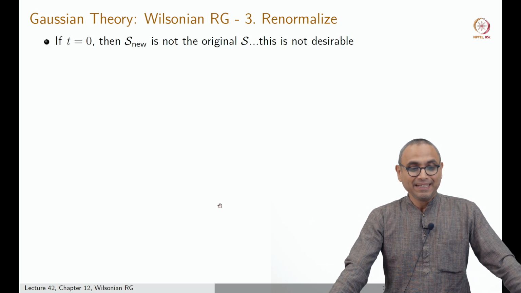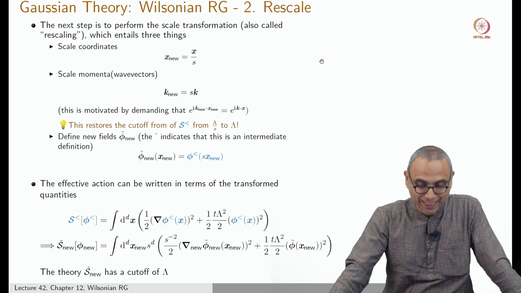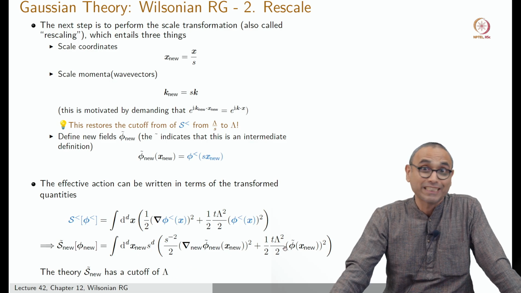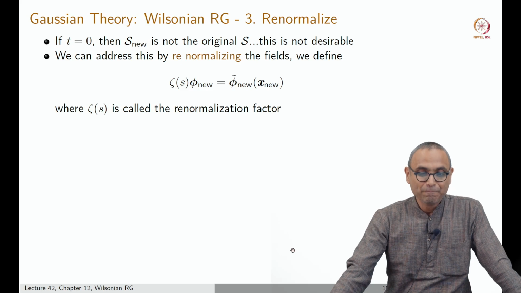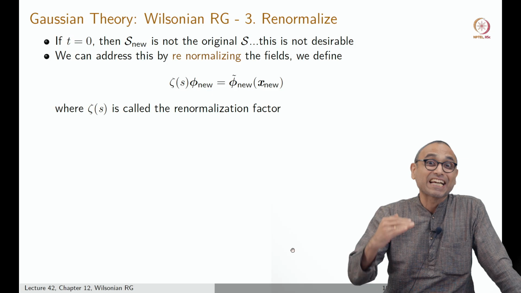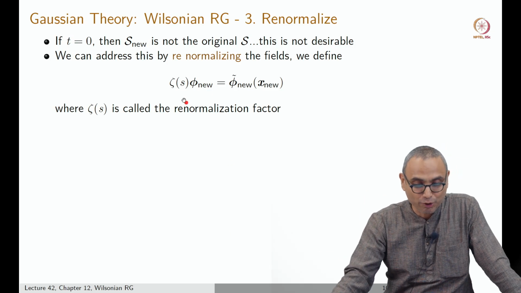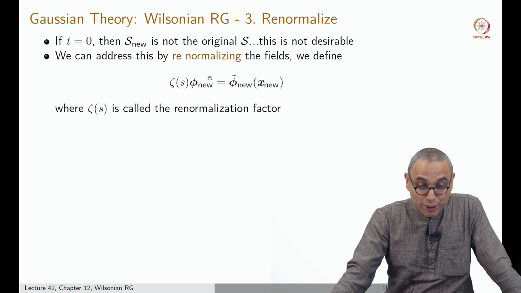Okay. So if t is 0, S new is not the original S, and this is not desirable, right? Even if I put t equal to 0, I will see that there is S^d and S^(d-2) and all this stuff. So it is not the same as what I started off with. So this is where I am going to use a renormalization factor on my fields, and I am going to define new fields.